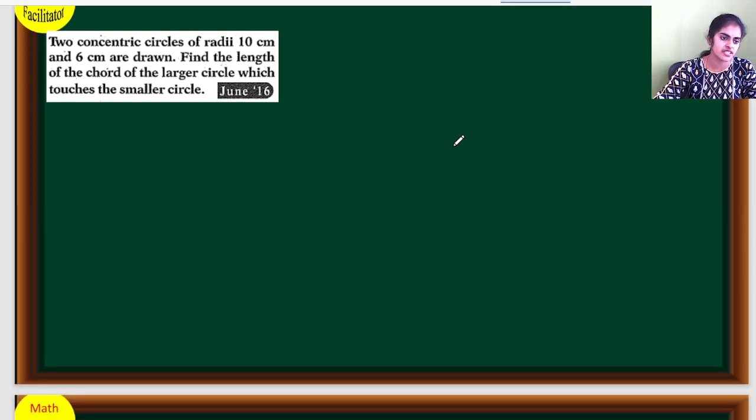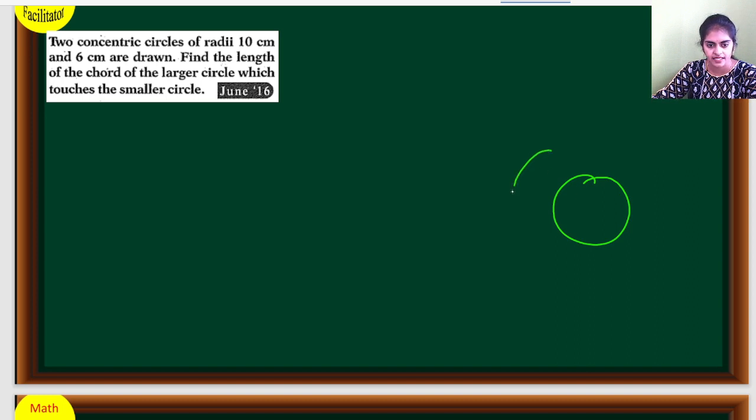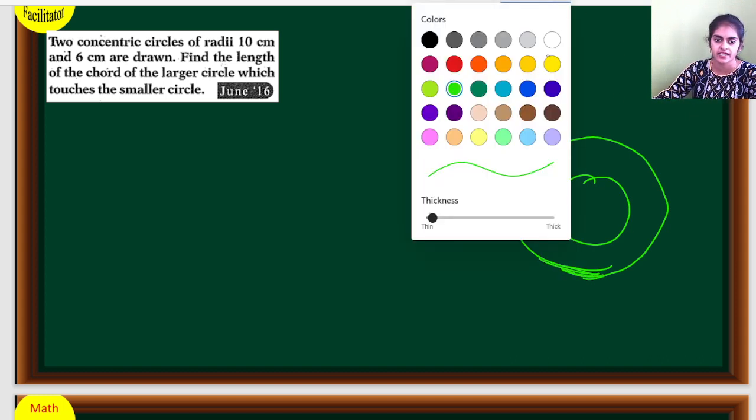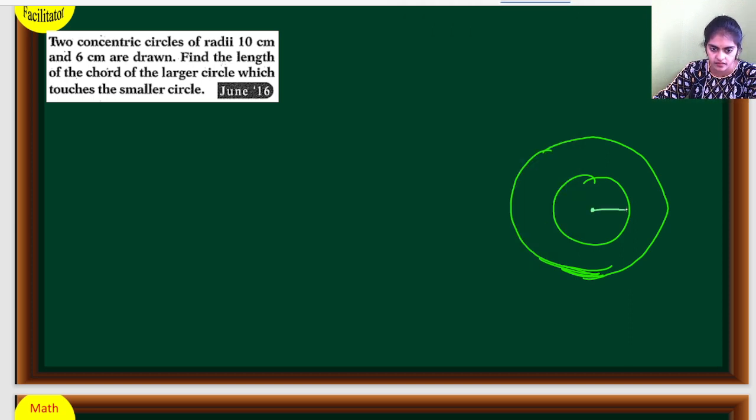Two concentric circles of radii 10 centimeter and 6 centimeter are drawn. So you have two circles. One circle's radius is 6 centimeter, the other circle's radius is 10 centimeter. Concentric means same center. If two circles have the same center, they are called concentric. Now see, this is one center. This one has radius 6, the other has radius 10. Let me take it as O.